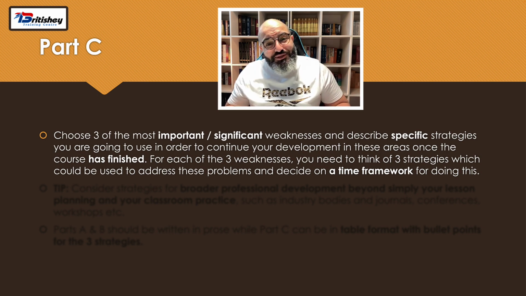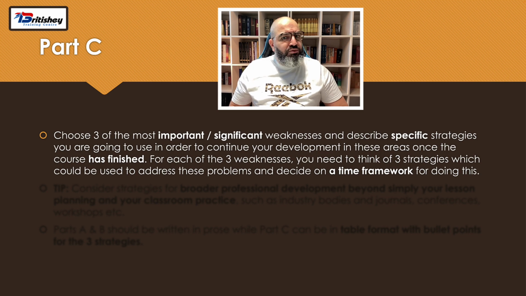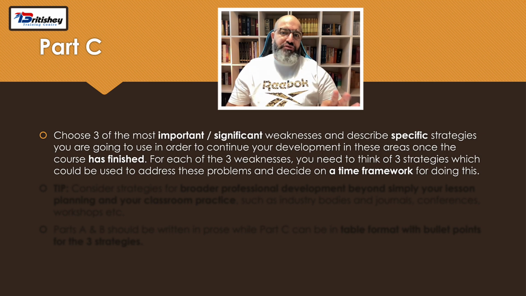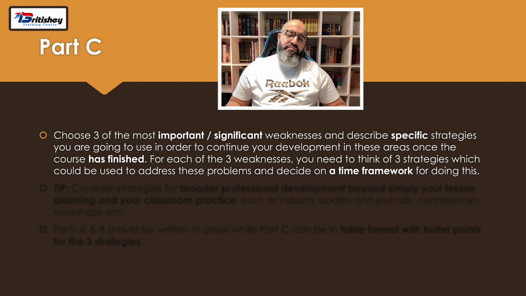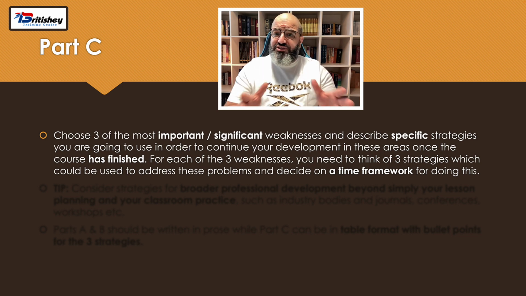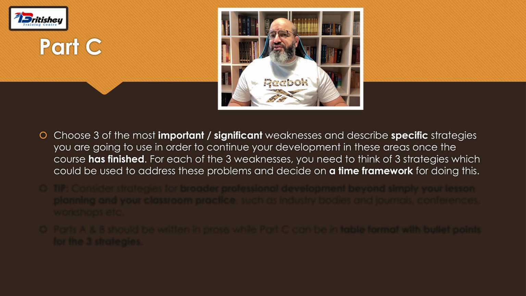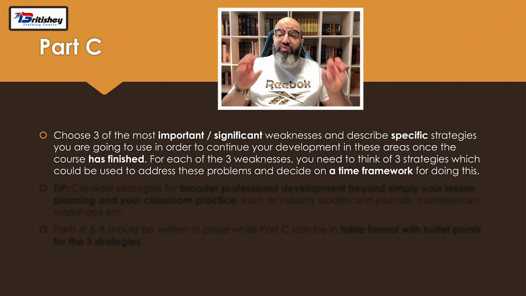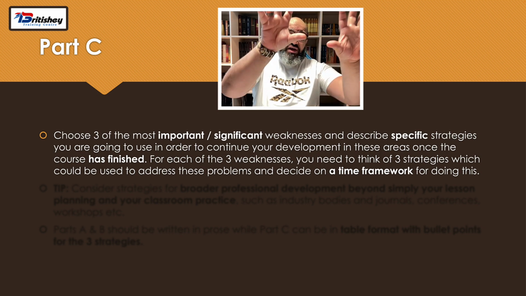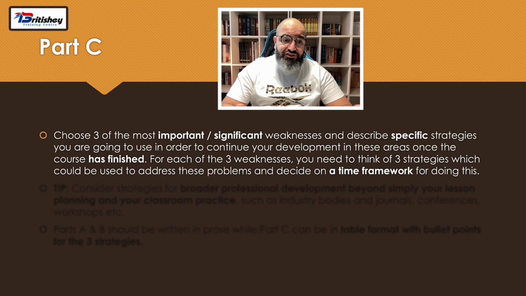Right. Now, a common mistake here is that some candidates in this section would come up with weaknesses that were not mentioned in section B. Now, never do this. The weaknesses you would prioritize in part C should have been mentioned in the previous part. You cannot come up with new stuff here. So let's imagine that you mentioned 5 weaknesses in part B. Then prioritize 3 out of these 5 and plan strategies for them in part C.